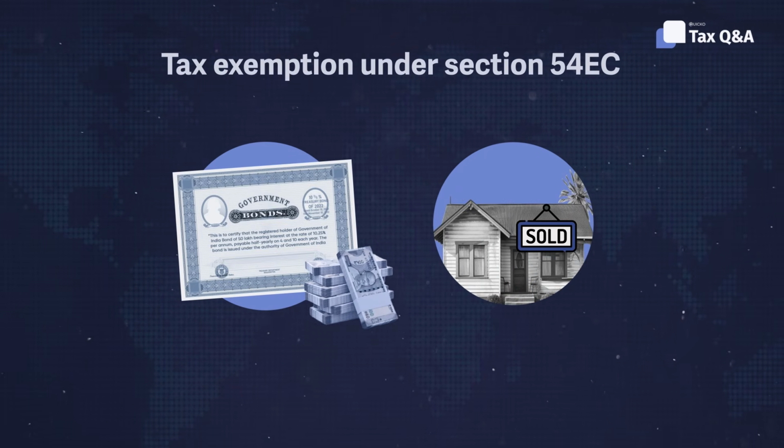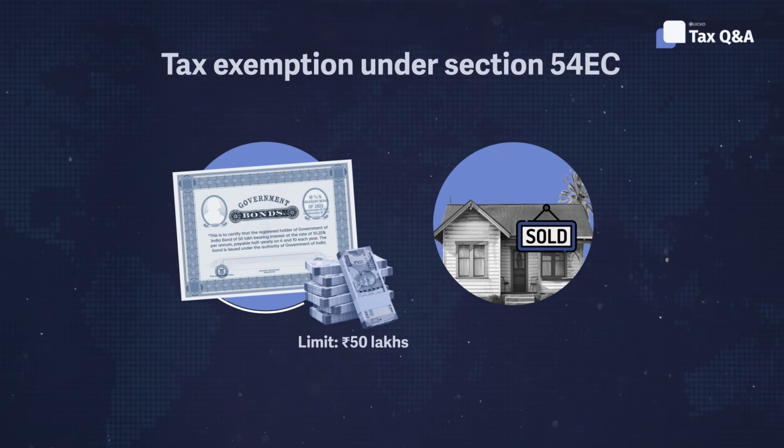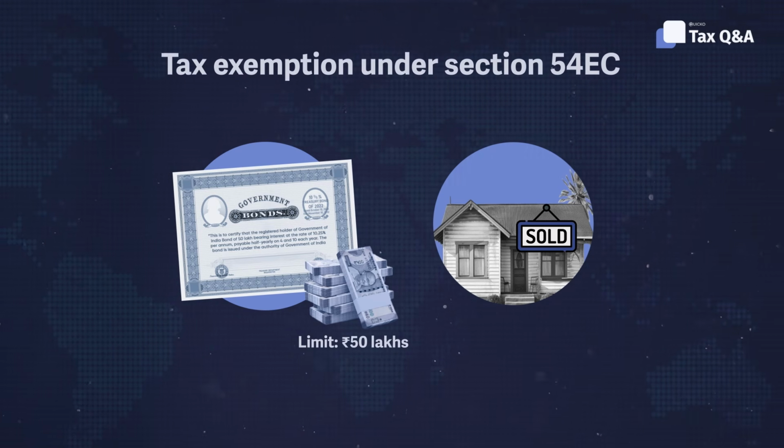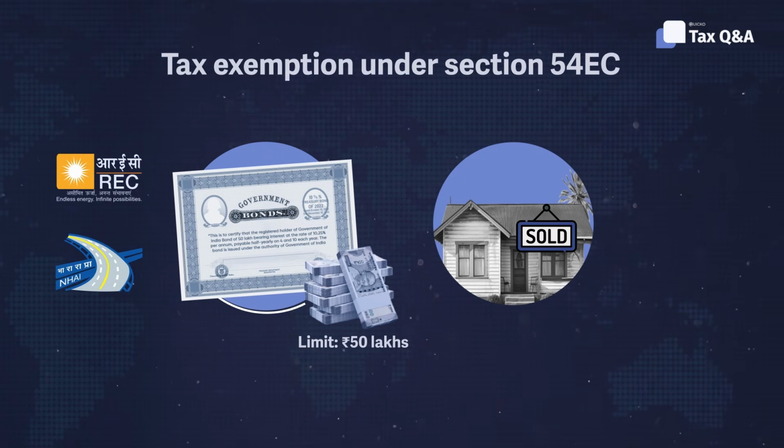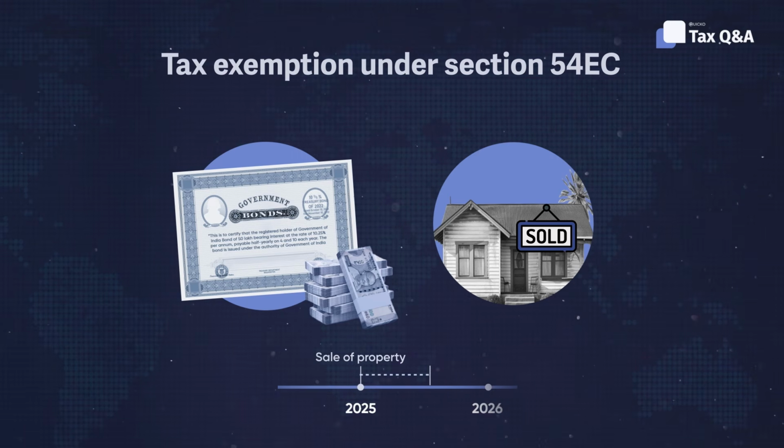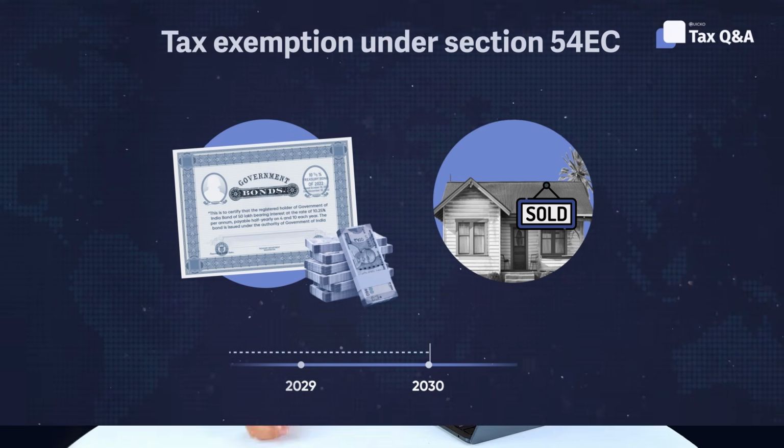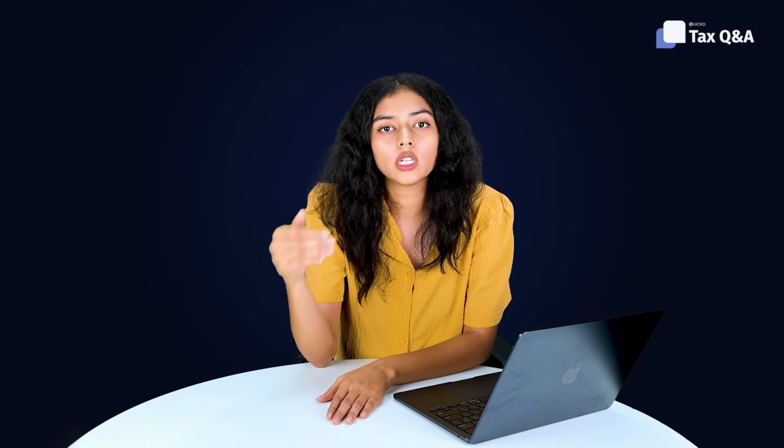You can invest the capital gains up to 50 lakh rupees in 54EC bonds, like those issued by REC or NHAI. These need to be bought within 6 months of the sale and come with a 5-year lock-in. Just keep in mind, this option is only available if the asset you sold was a land or a building.